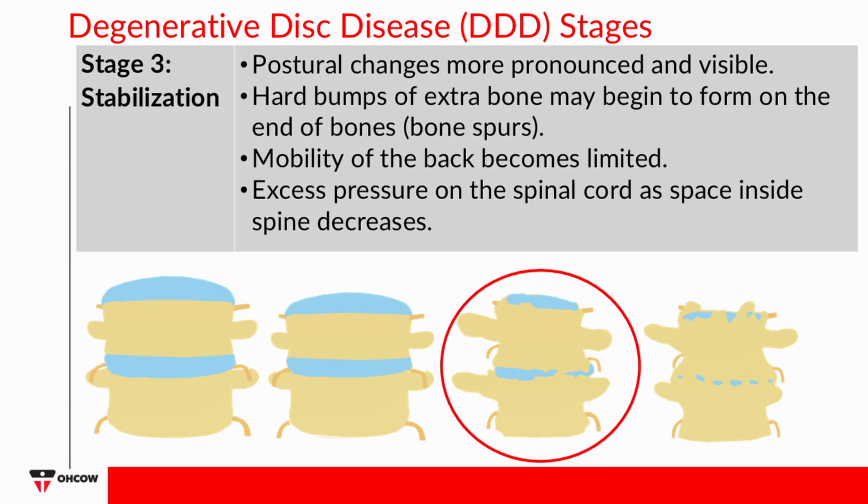The third stage is known as stabilization. Postural changes are more pronounced and visible. Often the formation of hard bumps of extra bone called bone spurs will begin to form on the end of bones. These develop as the spine attempts to create a more secure spinal base. As these spurs grow, mobility of the back can become limited. As the body tries to restabilize, the space inside the spine can narrow, placing excess pressure on the spinal cord and the nerves traveling through the spine.